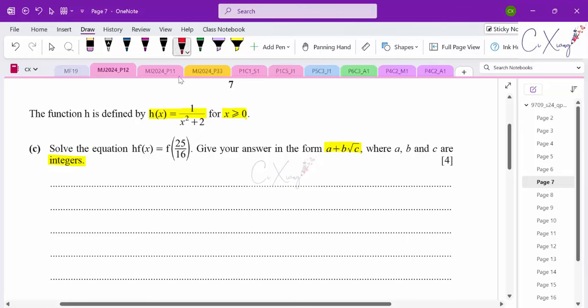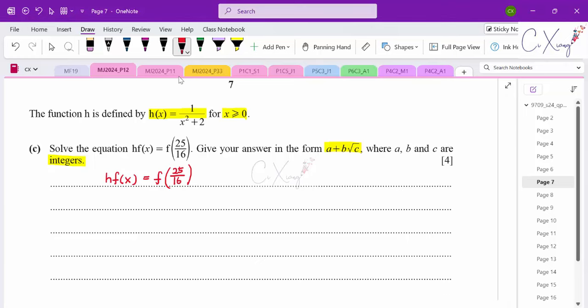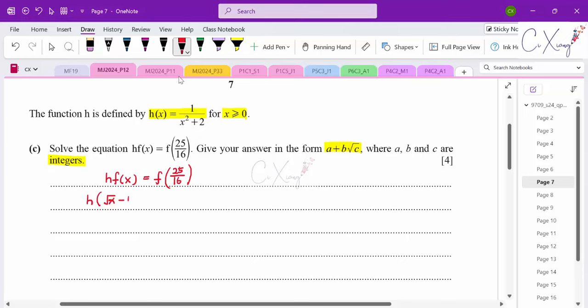Okay, so we directly start from the equation that they give us. So hf(x), this is a composite function, hf equals f(25/16). That means it should be a value, right? If I substitute the value of 25/16 into the function f. Okay, what is my function f? According to the first part, your function f is square root of x minus 1. So I have to substitute square root of x minus 1 into my h. Then for function f here, I want to substitute 25/16 into my x. So I have square root of 25/16 minus 1.